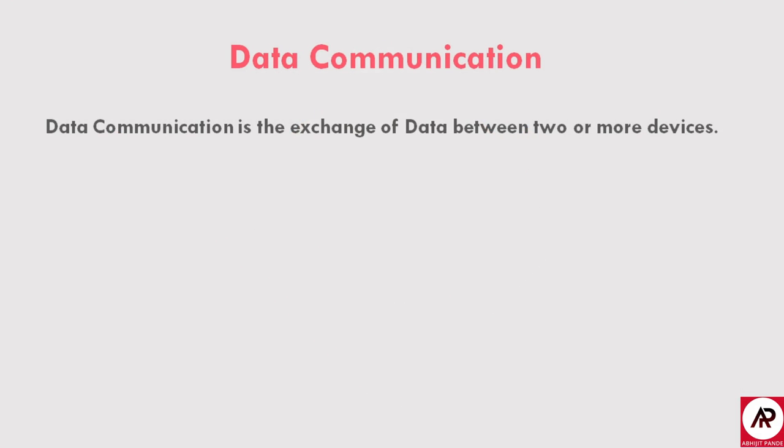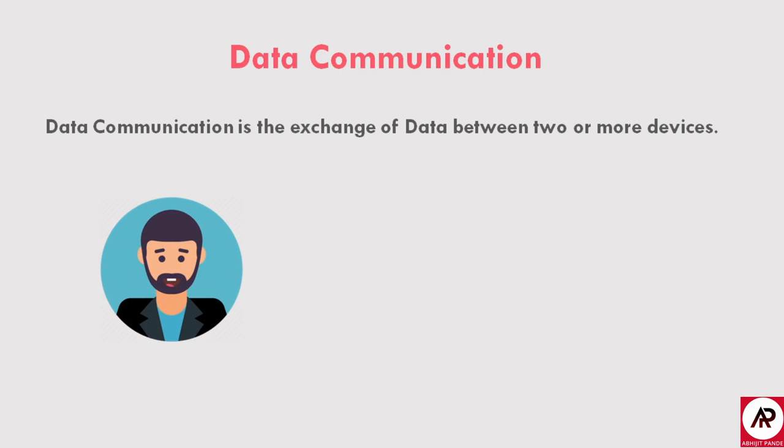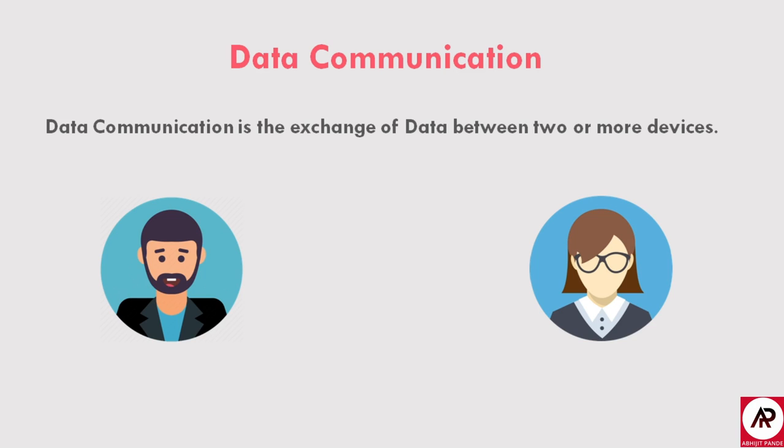As we all know, data communication is the exchange of data or information between two or more devices. Now let us consider an example to understand the topic clearly. Assume that there are two persons who want to communicate with each other. The communication can take place in one of these forms. Either they can communicate in person, or they can use a mobile phone or a telephone in order to communicate with each other, or they can communicate via a video call. So these are all the communication mediums through which they can communicate with each other.